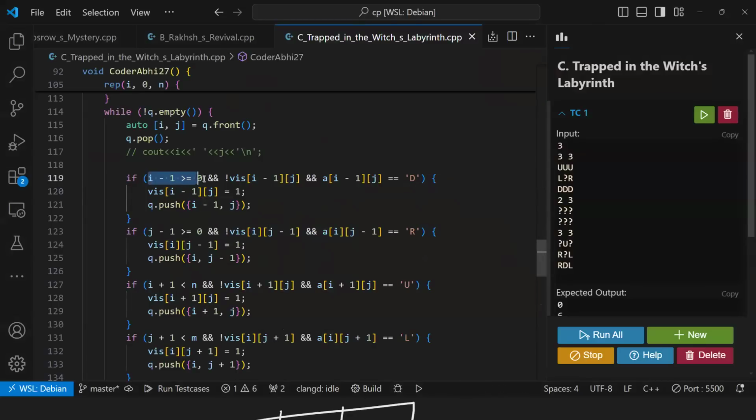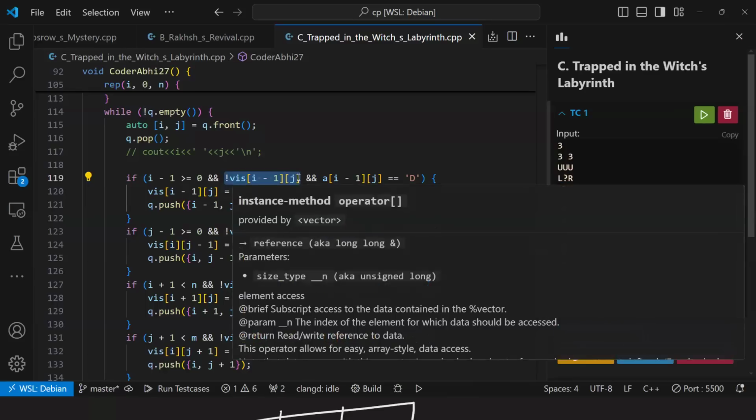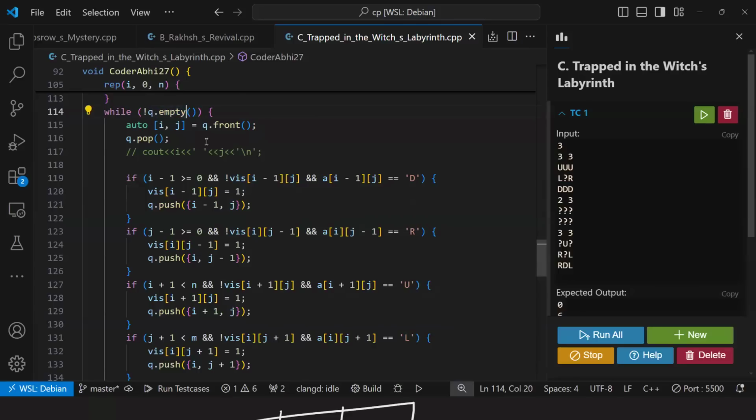Then it should not be already visited. Otherwise, my loop would go into an infinite loop if I'm putting the visited things again and again into my queue. So that's the basic BFS rule. So if i minus 1, j is not already visited and I see that it is equal to down.